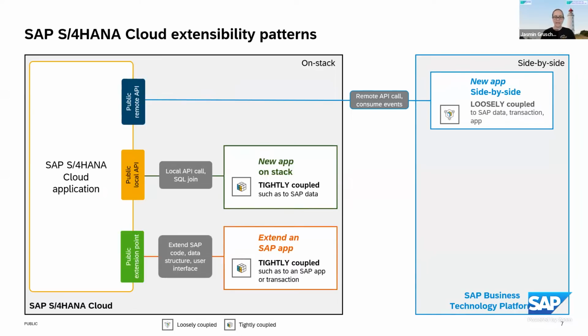And last but not least, if already provided by SAP, there are public extension points. So, for example, sales order would have extension points. You can extend directly, not modify. That is the important point. But you can extend the SAP code, data structures, and user interfaces, and so on and so forth. Again, a tightly coupled extension. And in that case, you, for example, extend an SAP app using, for example, a custom action on a Fiori user interface.